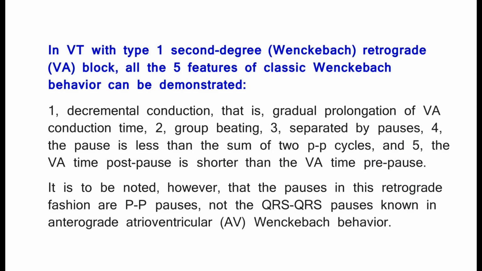In VT with type 1 second degree, Wenckebach, retrograde VA block, all the 5 features of classic Wenckebach behavior can be demonstrated. 1. Decremental conduction, that is, gradual prolongation of VA conduction time. 2. Group beating. 3. Separated by pauses. 4. The pause is less than the sum of 2 PP cycles, and 5. The VA time post-pause is shorter than the VA time pre-pause. It is to be noted, however, that the pauses in this retrograde fashion are PP pauses, not the QRS pauses known in anterograde atrioventricular, AV, Wenckebach behavior.